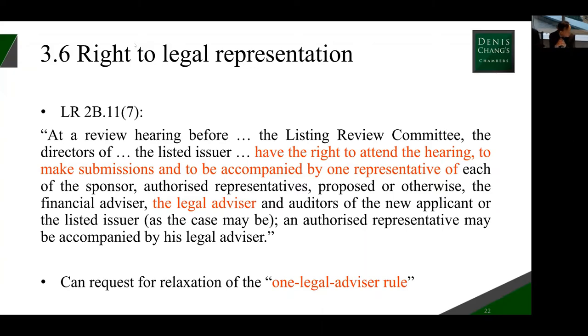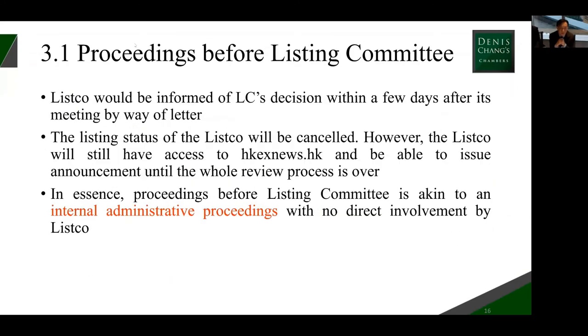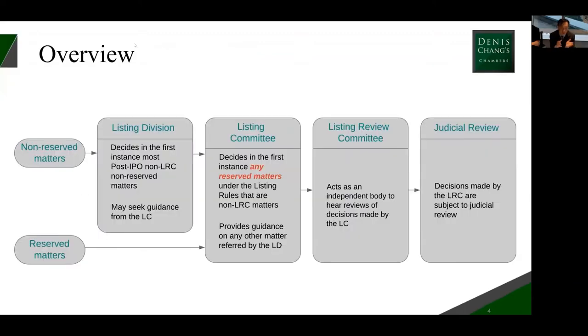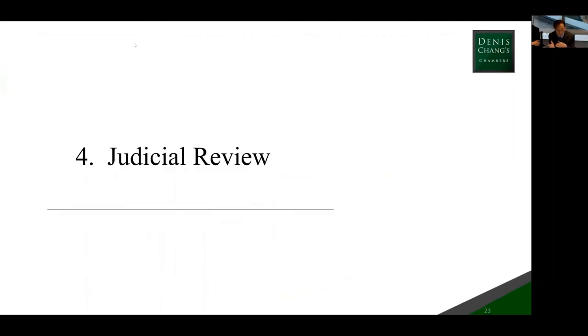So can we go back to the roadmap for today? So we have spoken on the first part, the listing framework by Keith, and also listing decisions. Richie has spoken about proceedings before the listing committee and the listing review committee. Now let's look at judicial review. The issue now is whether it is possible for one to go directly from the listing committee to judicial review in the court of first instance, or you must go to the listing review committee before you can do judicial review. So let's look at judicial review generally first.